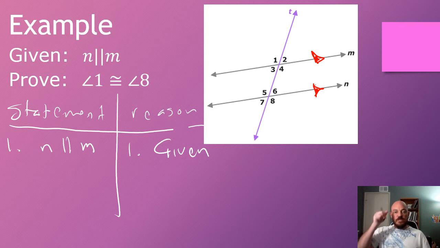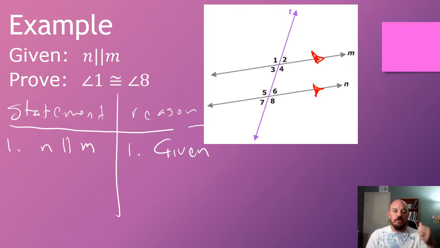Now let's make a plan. What we're trying to prove is that angle 1 is congruent to angle 8. Now, 1 and 8 are not corresponding angles, and that's the only postulate we have so far. 1 and 5 are corresponding angles. So here's my plan. I like to come up with a plan first before I write anything down, before I just start, saying step, step, step, step, step. I like to have a plan.